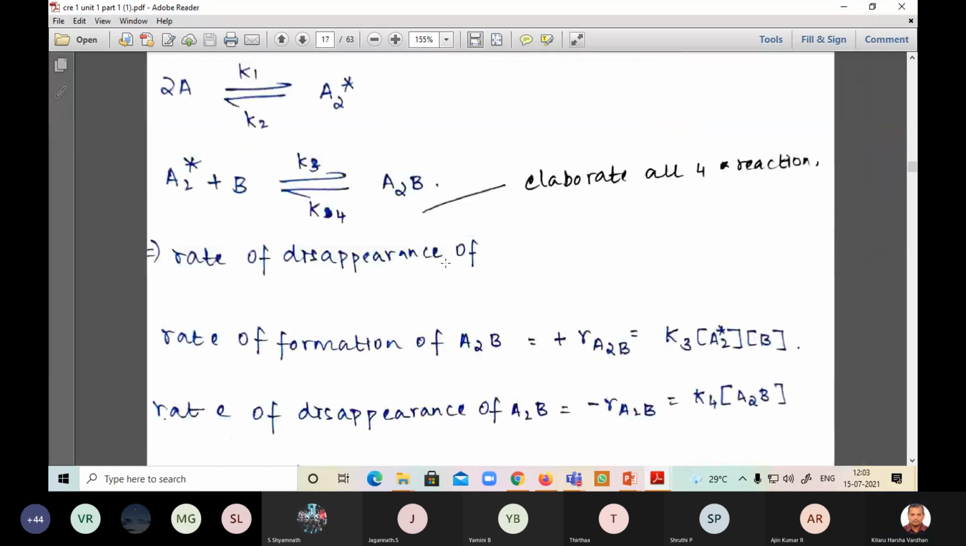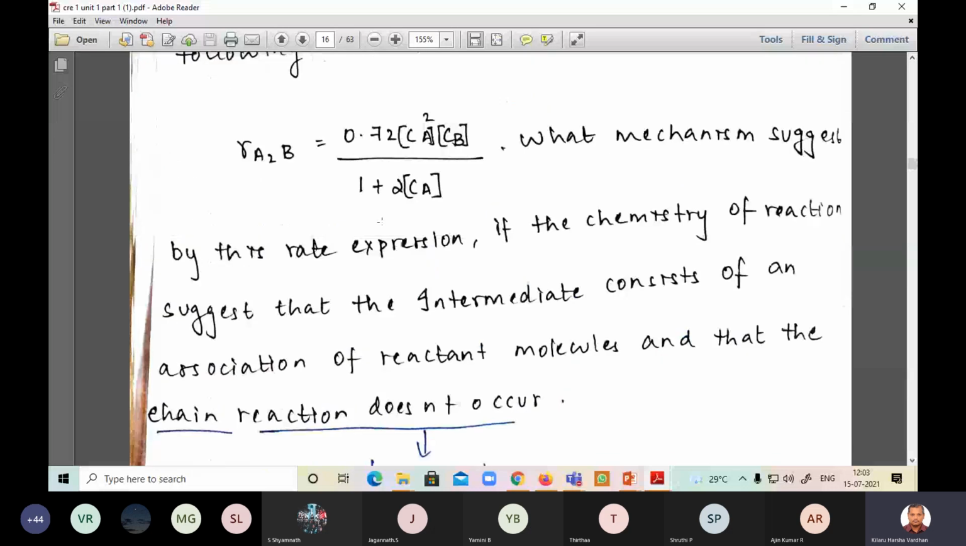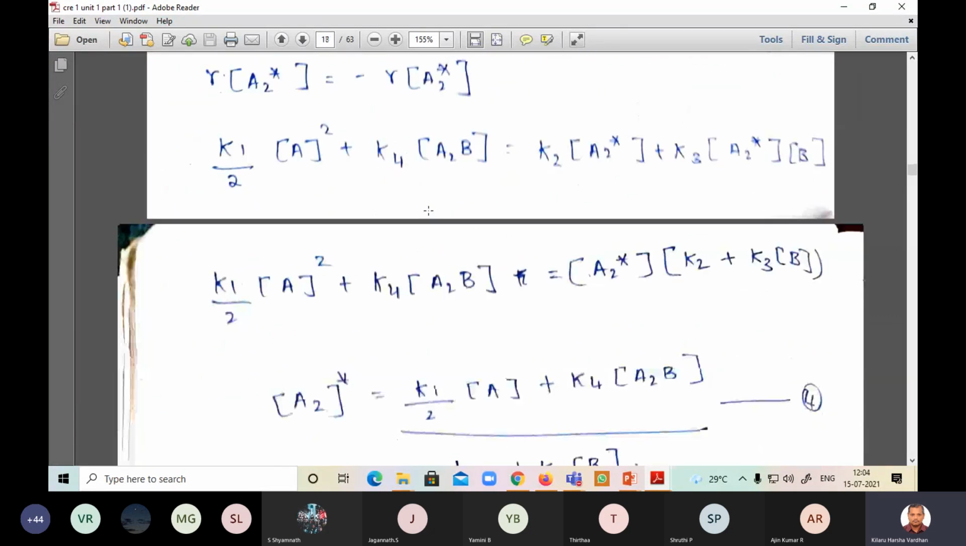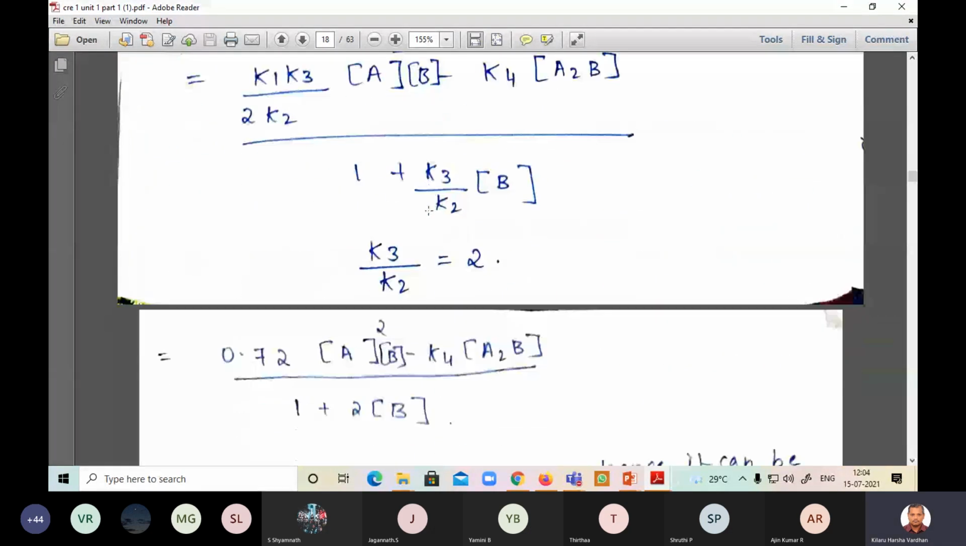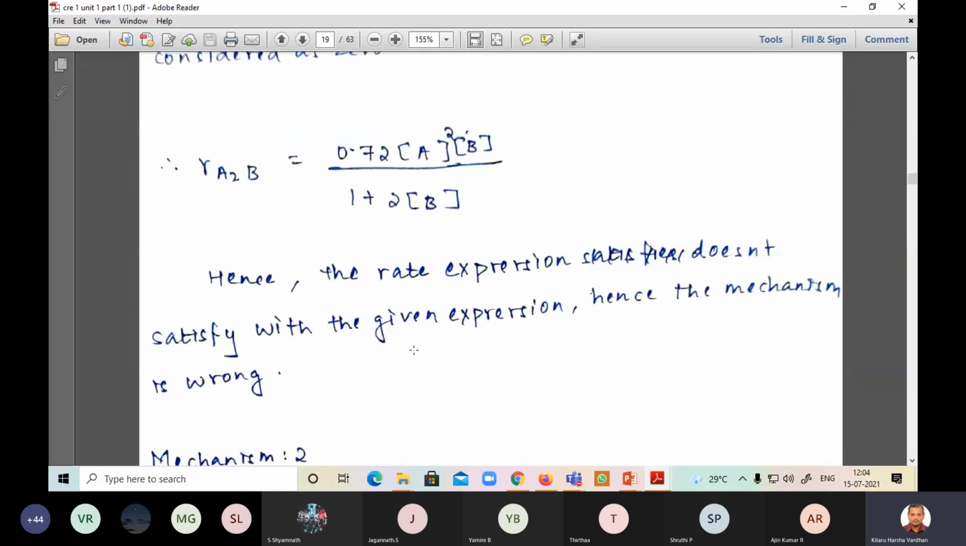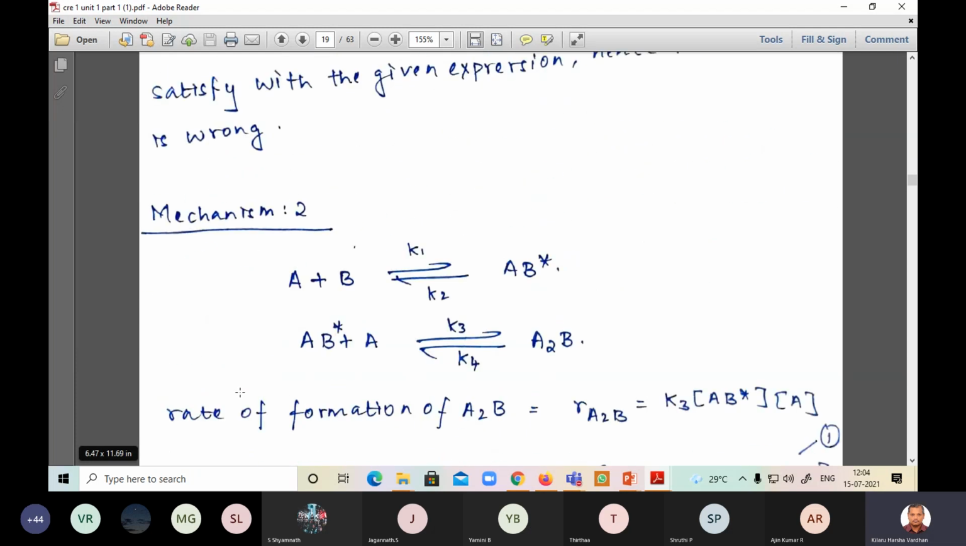You see here, the problem is asking 2CA, that is the concentration of A. But what we got is B. So that means our assumption, that A2 star is being formed, is wrong. We have to devise one more mechanism in such a way that you get A. The rate expression does not satisfy the given expression, hence the mechanism is wrong. So we will search for one more mechanism.